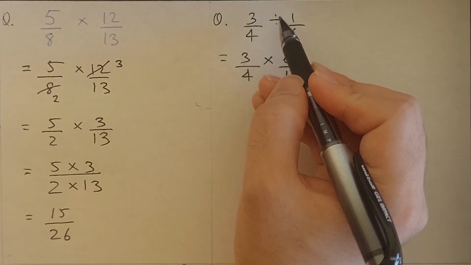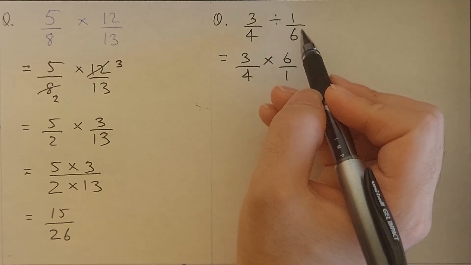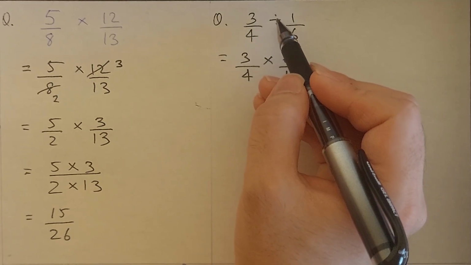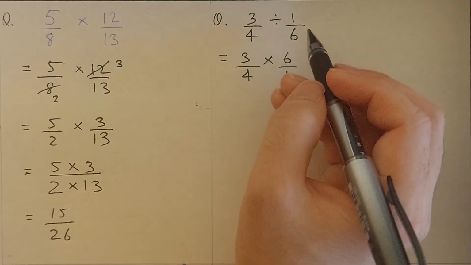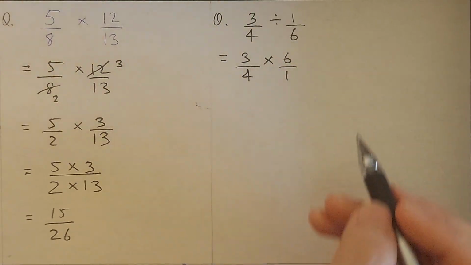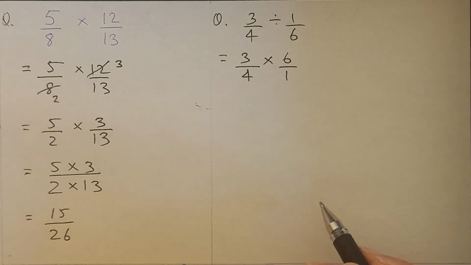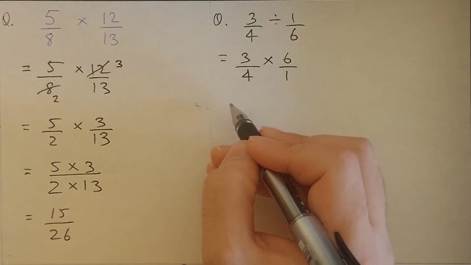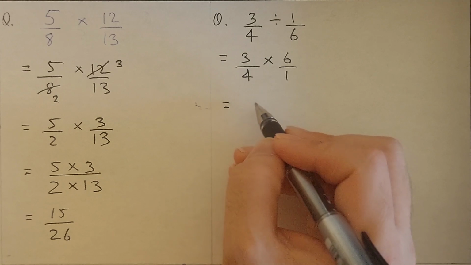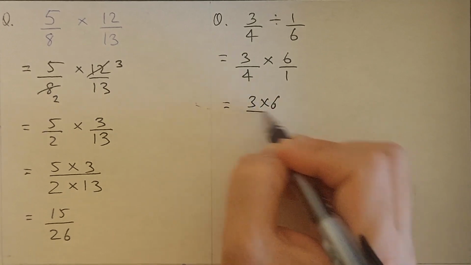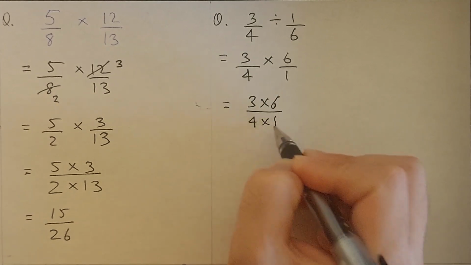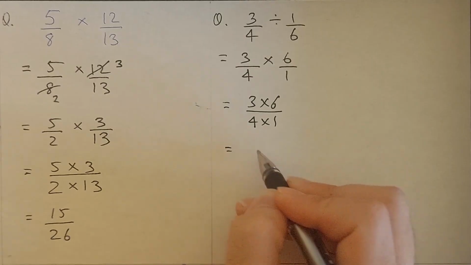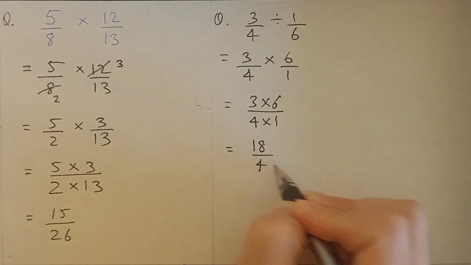So whenever you have a division sign with a fraction after it, you can change the division sign to a multiplication sign, and you simply switch the numerator and denominator after it. So now we have 3 by 4 times 6 divided by 1. So it's simple multiplication. We multiply the numerators together, we multiply the denominators together, and we have 18 by 4.